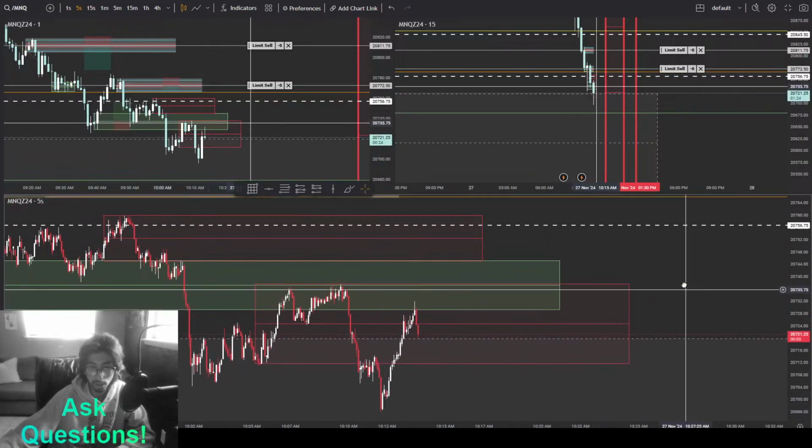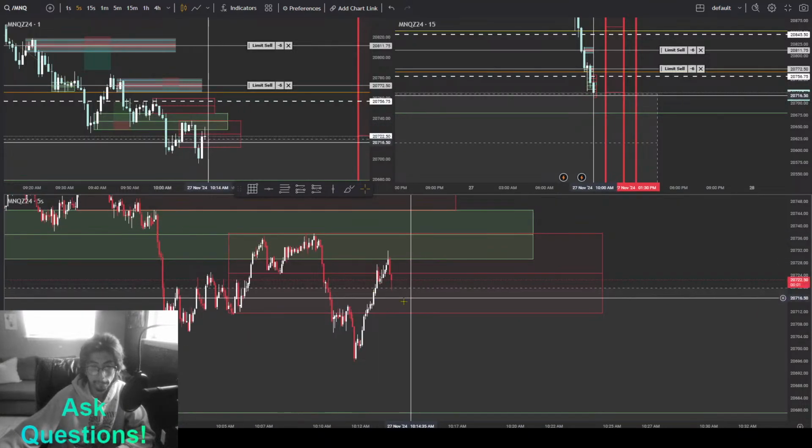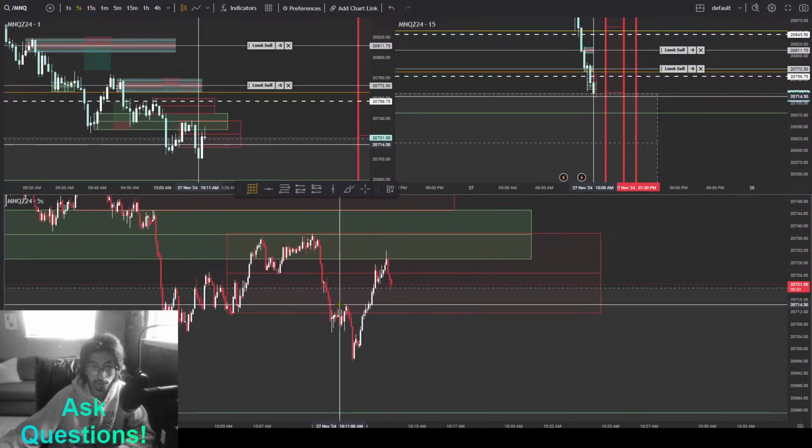No clear tap there. So he wants to fill the zone.